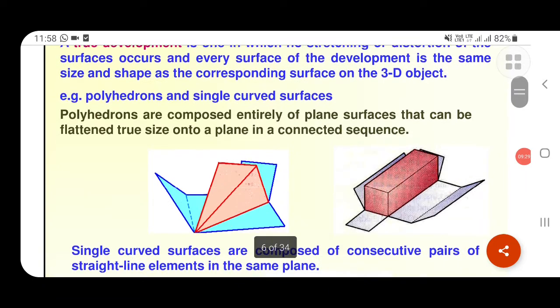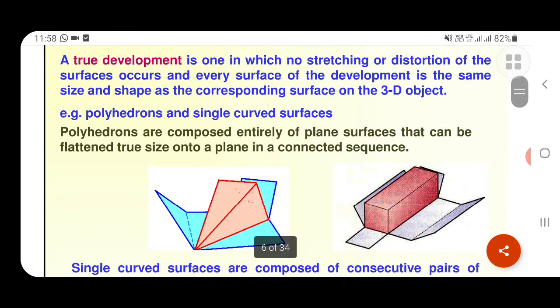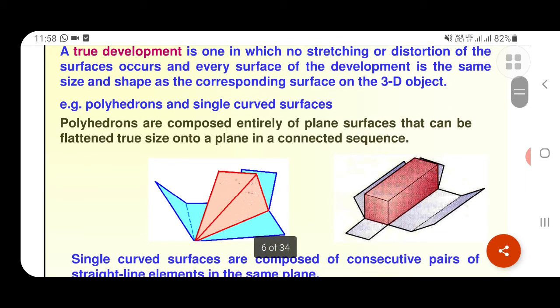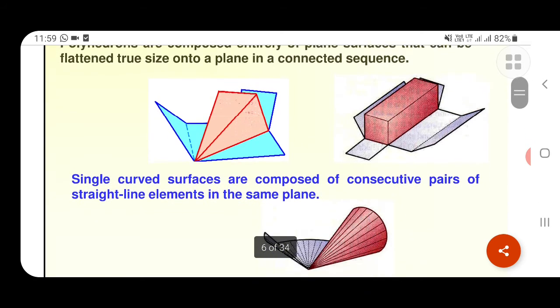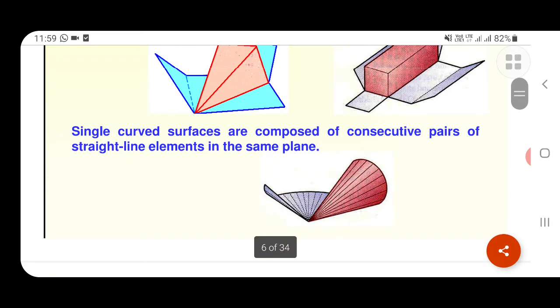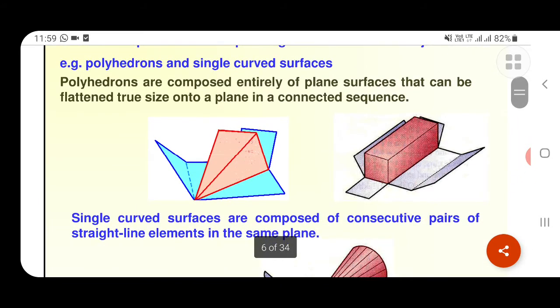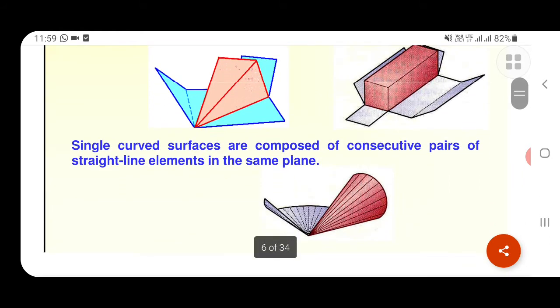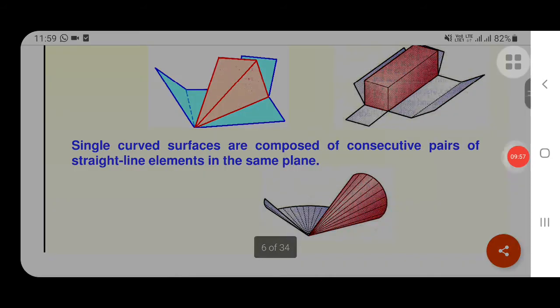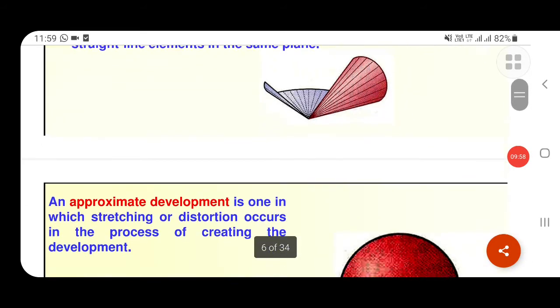So these are the true developments. Every surface of the development has equal size and shape corresponding to the 3D object. And next is a single curved surface. Out of these, this is a square pyramid, this is a square prism and this is a cone.